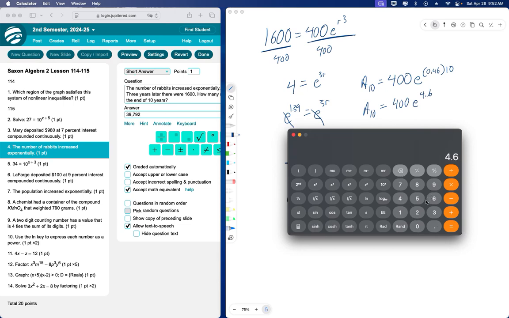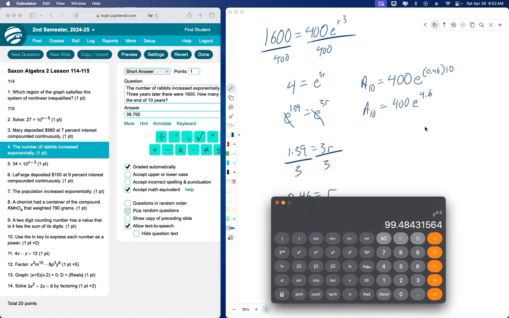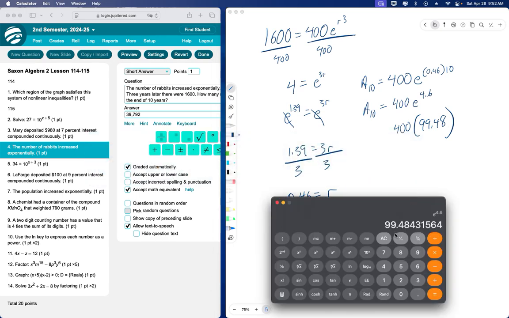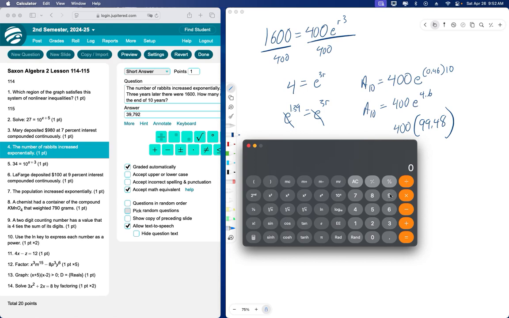4.6, not 0.46. EX equals... All right, 99.48. Let's round that number. 400 times 99.48. Okay. All clear. 99.48 times 400, which is what we did previously. We did round it previously. Okay, so that's what it is. You got to round it once you solve for here. We rounded here, and then we round it here, and then that gives us the number.